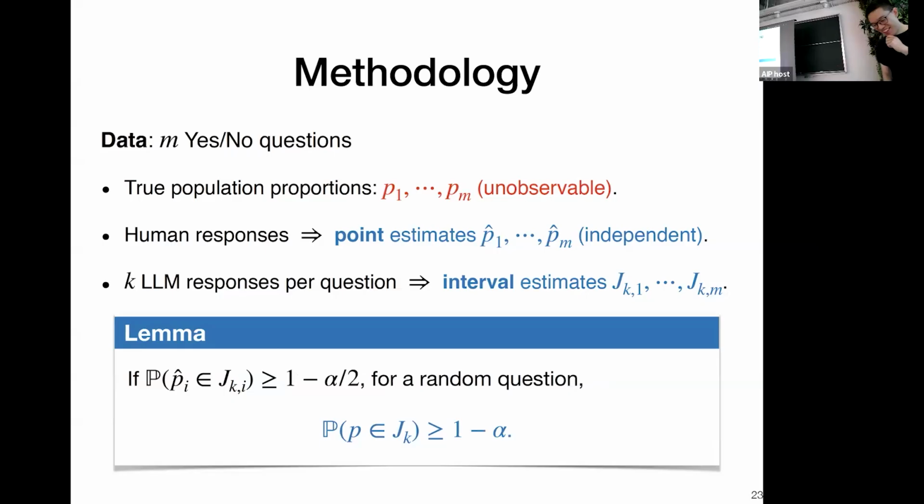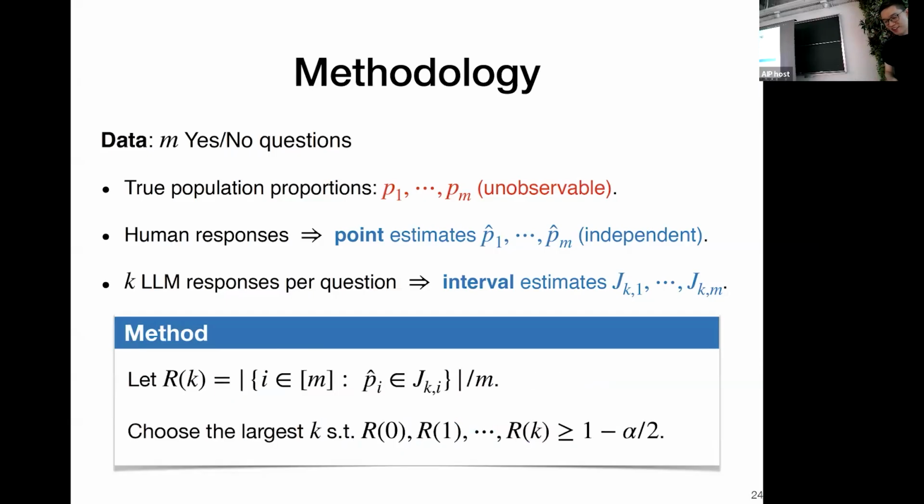So there's nothing mysterious about 90 or 95. If you want 1 minus alpha coverage, you just do alpha over 2. So that's an interesting lemma, and that will directly lead to our key method.